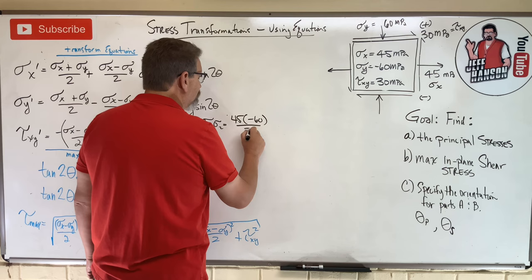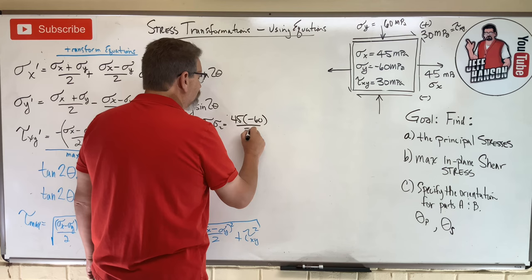Okay? So what does that say? That says I need to take that stress element and rotate it. Now I got a positive 14.87. So what does that mean? That I'm going to rotate it in the positive direction. That is this way. 14.87 degrees.